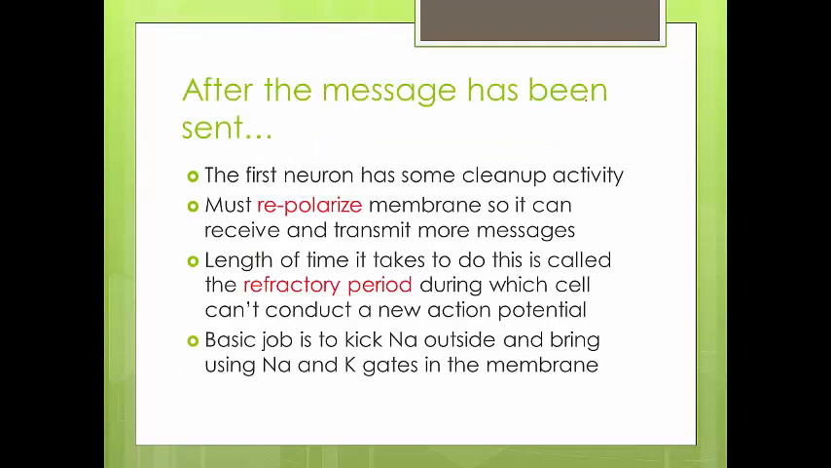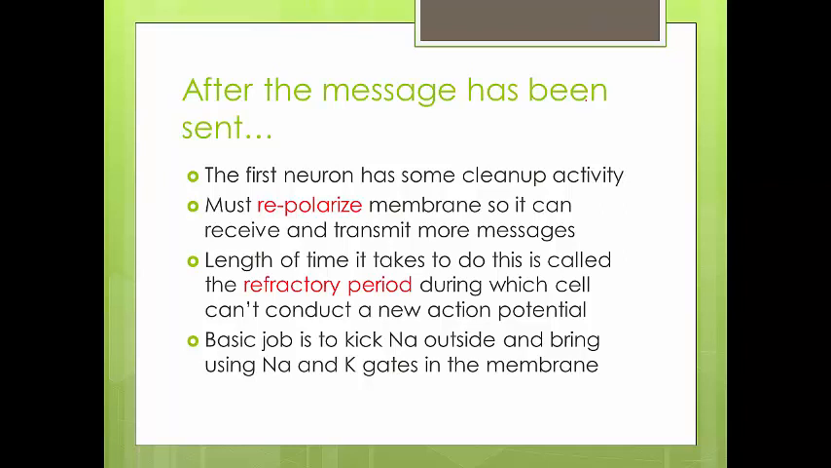So, sounds like we should be done, right? Well, we almost are. But remember, we left our axon in a depolarized state. And in order to receive and send additional messages in the future, the first neuron has to do some cleanup activity, which involves repolarizing its membrane so that it can restore the resting potential. So basically what it needs to do is swap out all the sodium that moved inside the axon for some equivalent potassium that it moved outside the axon.